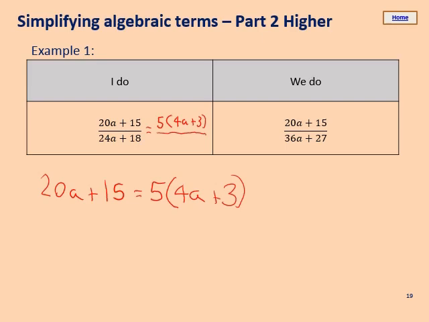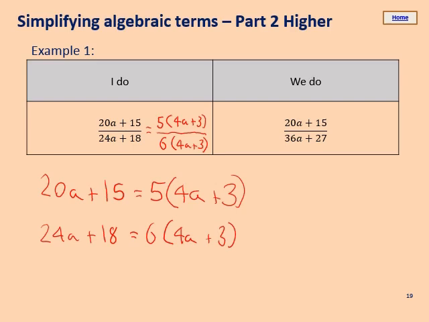Then on the denominator, we've got 24a plus 18. Again, factorise this. What's the highest common factor of 24a and 18? That's going to be 6. Then in the brackets, 24a divided by 6 gives 4a, plus 18 divided by 6 gives 3. So on the bottom of this fraction, we're going to have 6 bracket 4a plus 3.